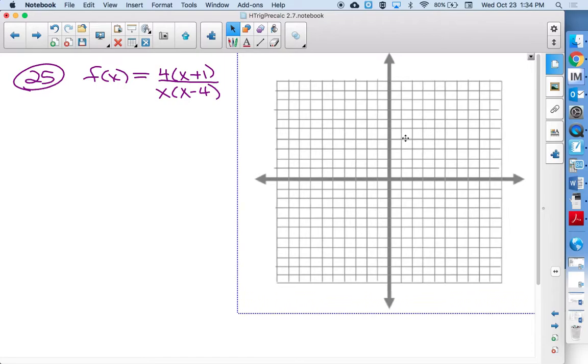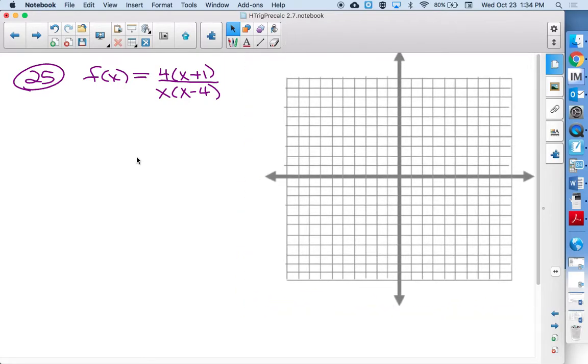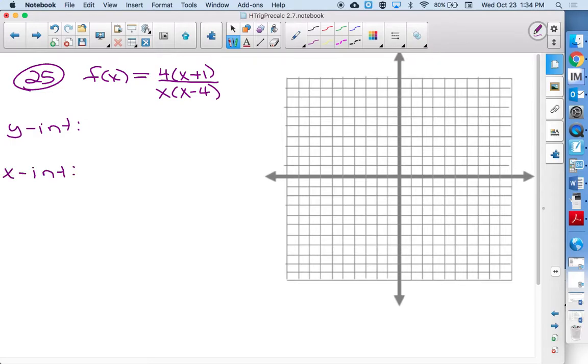Okay, so looking at 25. 25 was similar to the questions we did yesterday, trying to get the important parts to graph. So starting with the y-intercept and then finding the x-intercept. Mariella, how do we get a y-intercept? You plug in x is 0. Yeah. And if we do that, Mariella, what do you end up getting?